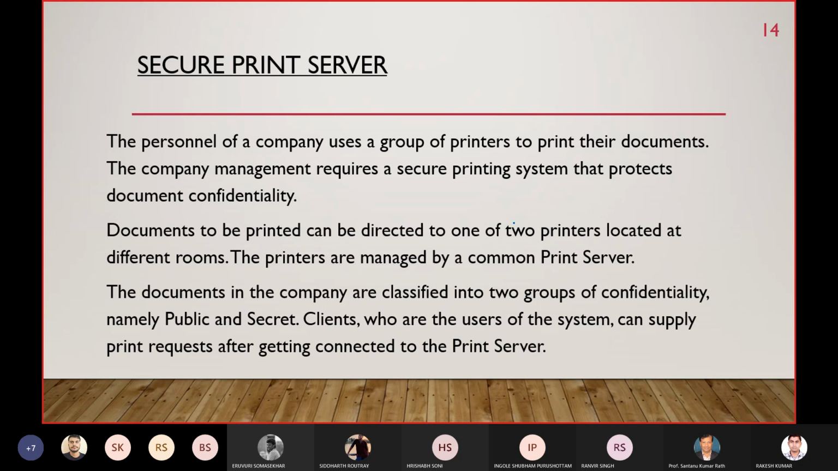Now, documents to be printed can be directed to one of two printers located in different rooms. The printers are managed by a common print server. So there will be two printers, public and secret. Public can be printed by anyone, and only an authorized user can print from the secret printer. Clients, who are the users.